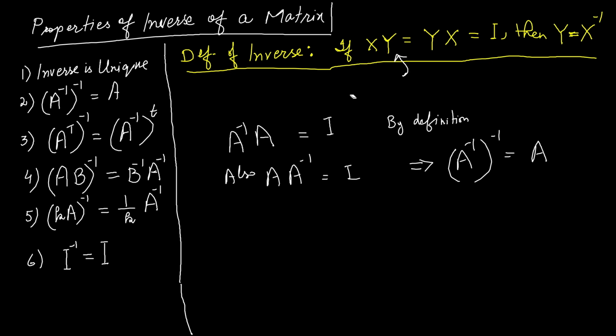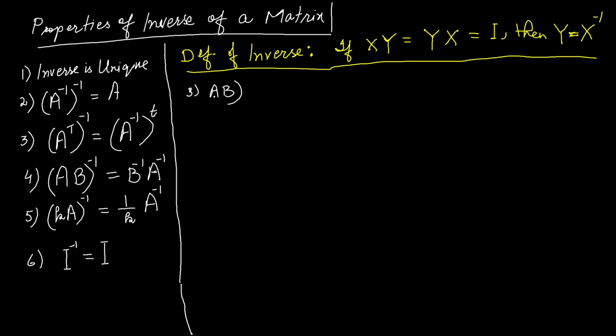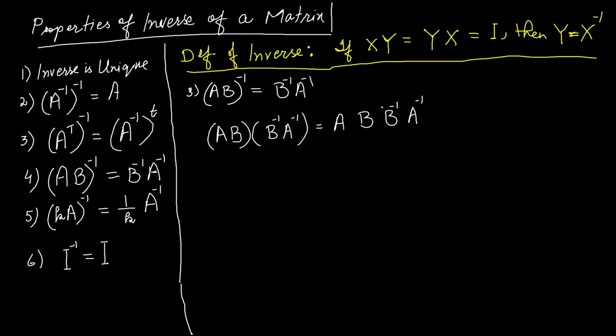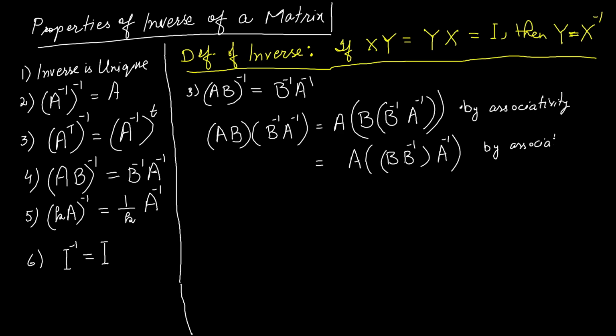Fourth property, AB whole inverse is equal to B inverse into A inverse. Let us multiply AB with B inverse into A inverse. By associativity of multiplication, we can change the order of matrix multiplication. Again, change the order of the multiplication. B into B inverse is equal to the identity matrix. We have A into A inverse, which is again equal to the identity matrix.